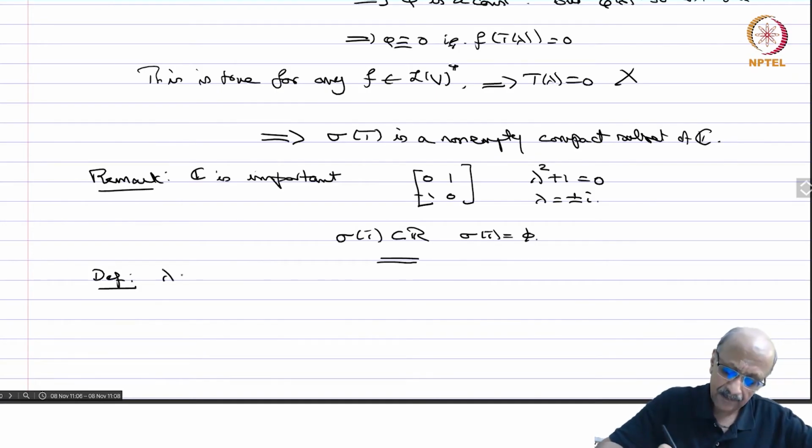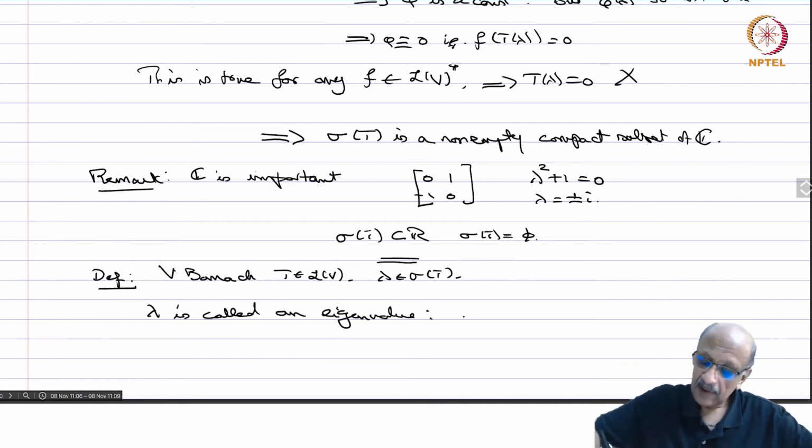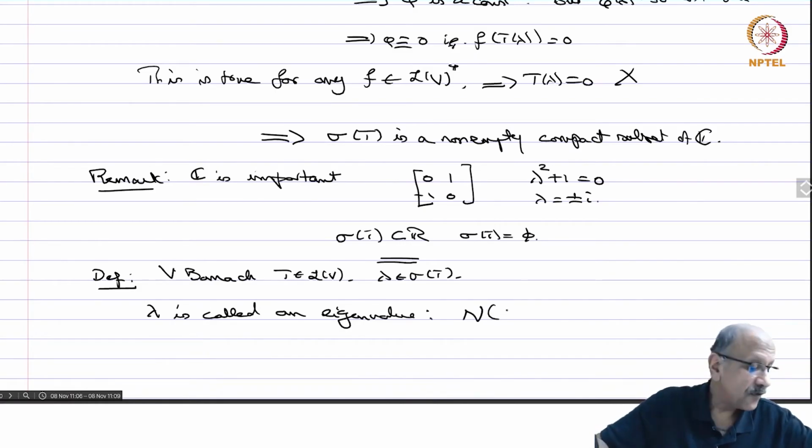So we have V Banach and T belongs to L of V, and lambda belongs to sigma T. So lambda is called an eigenvalue if the null space of T minus lambda I is not equal to the singleton {0}.